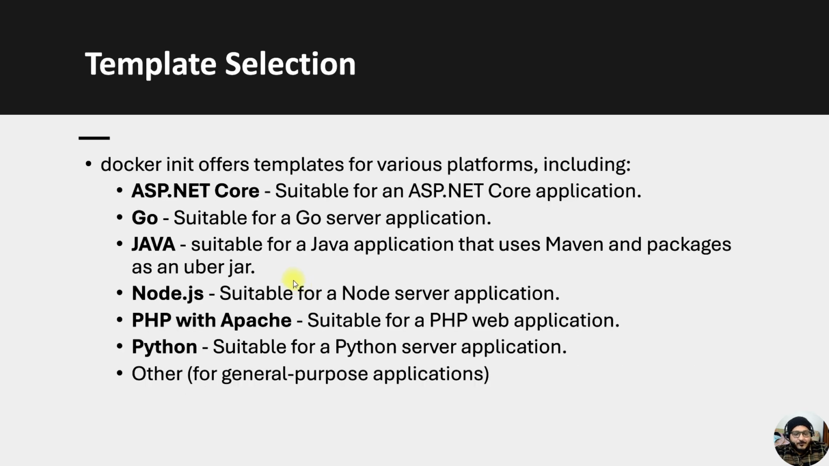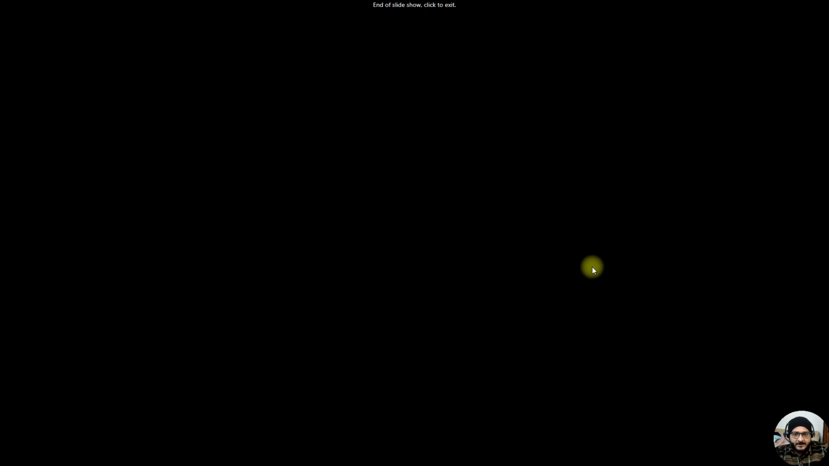There are a few templates it will provide us. Suppose you are using ASP.NET Core applications, you can use the docker init command. If you are using Go, Java, Node.js, PHP with Apache, or Python, so if you have your application code in any of these languages, you can utilize this command line utility called Docker Init. Let's quickly move to a demo and it will be more clear.